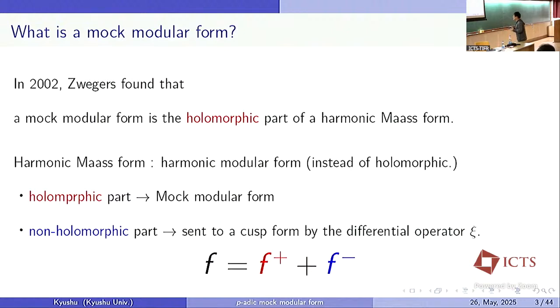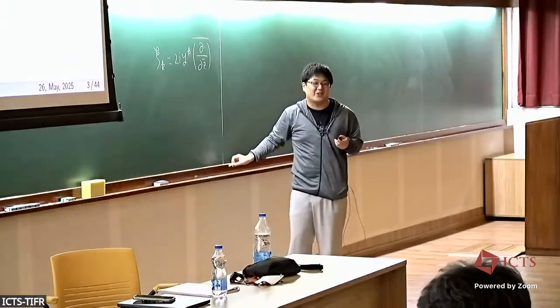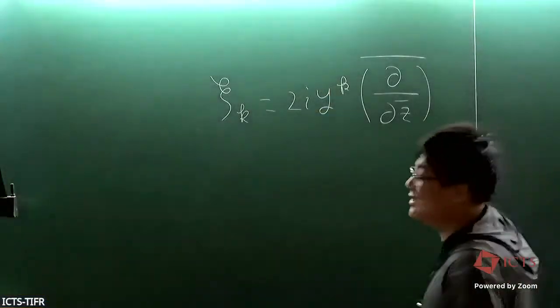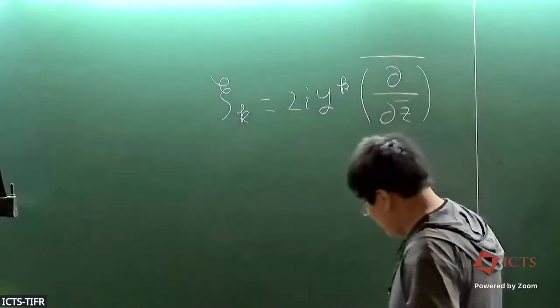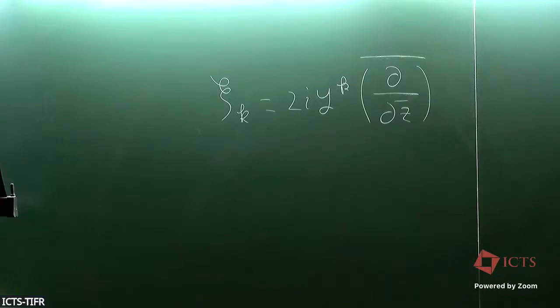I will define it later. Can you see? xi_k is... this bar is the complex conjugate. Yes, twice. Thank you for the question.